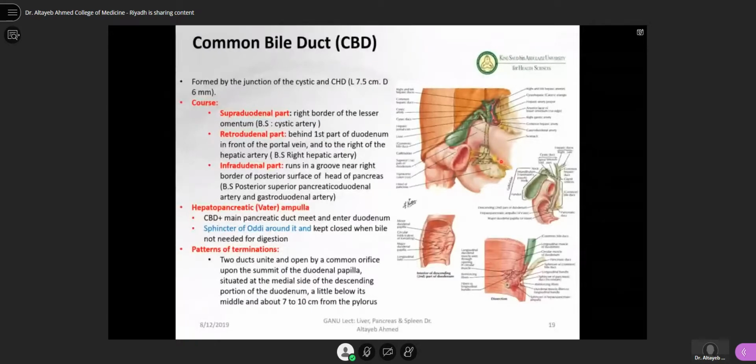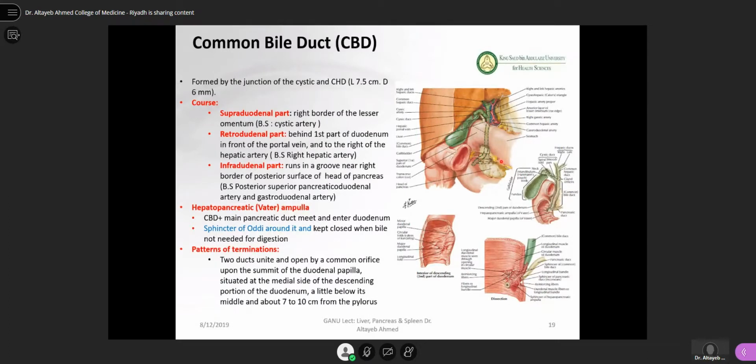We have the common bile duct. The common bile duct is very important in medicine. Usually it is 7.5 centimeters, and the diameter is 6 millimeters. Why do I put this to you? Because if you find that the common bile duct is more than 8 millimeters, this may indicate distal obstruction.